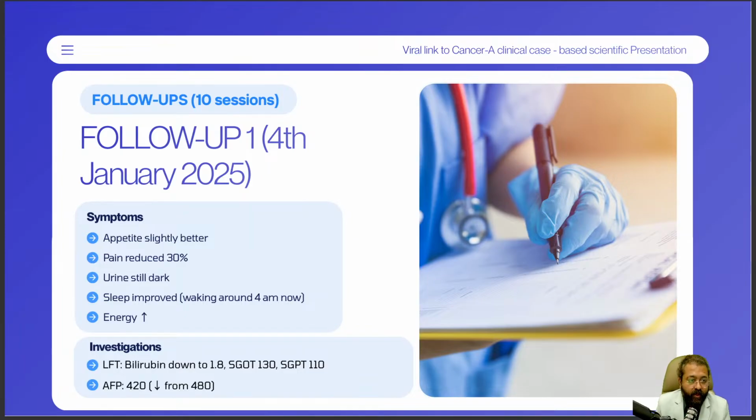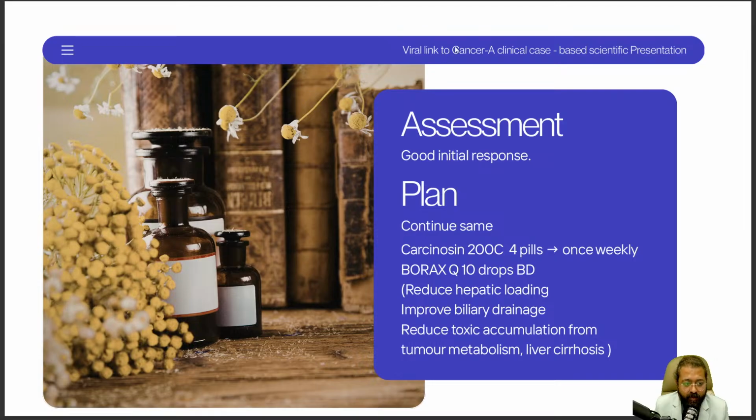So now, as an assessment, it's a good initial response. What we did was continue the same, but here we added one thing, that is Borax Q. If you see in the repertory, you will get Borax Q. What is the importance of it? It reduces the hepatic loading and improves biliary drainage.